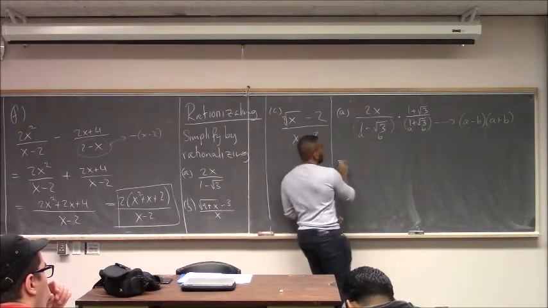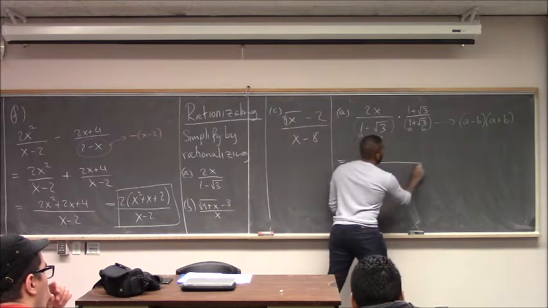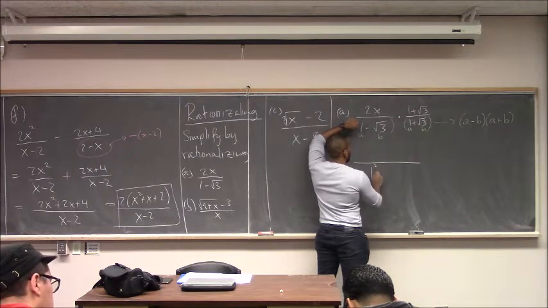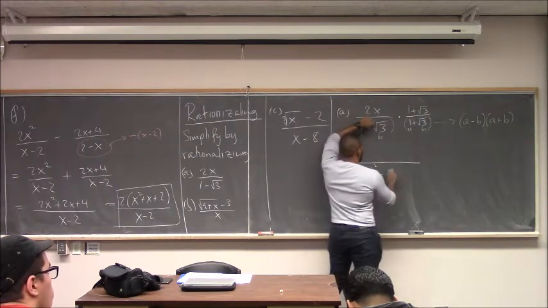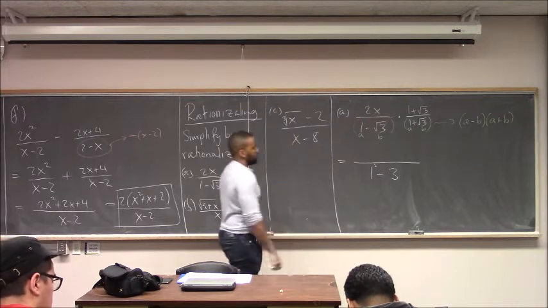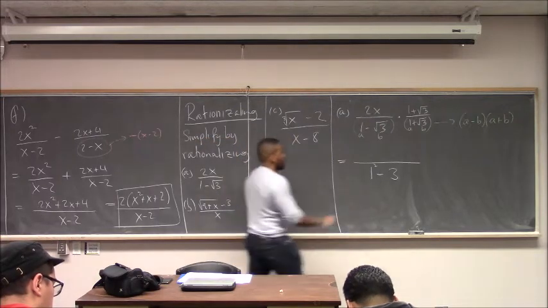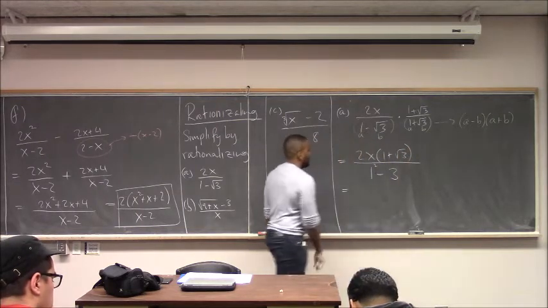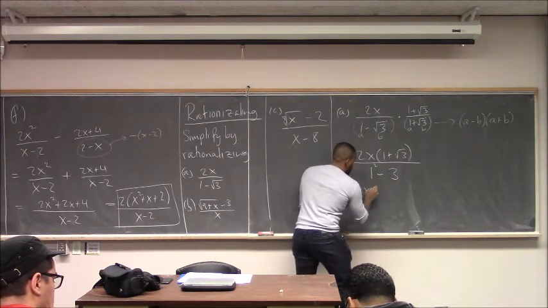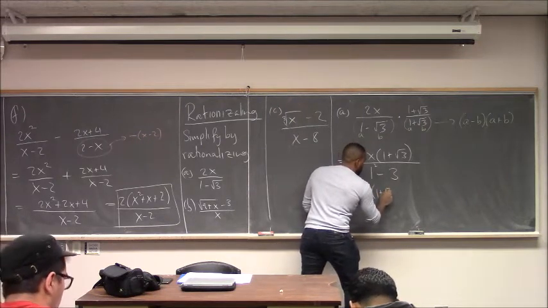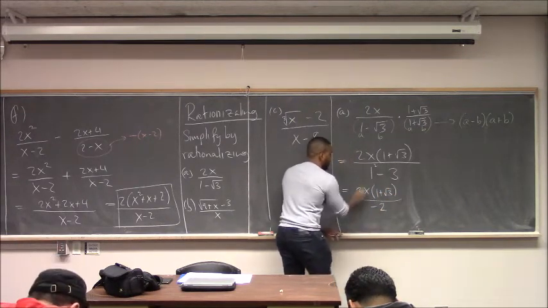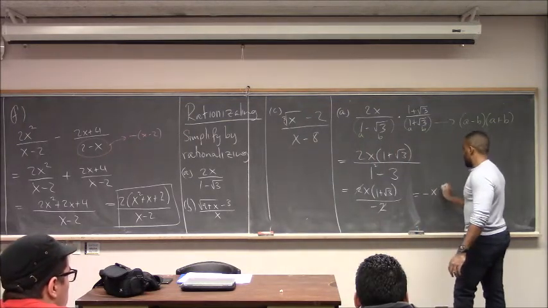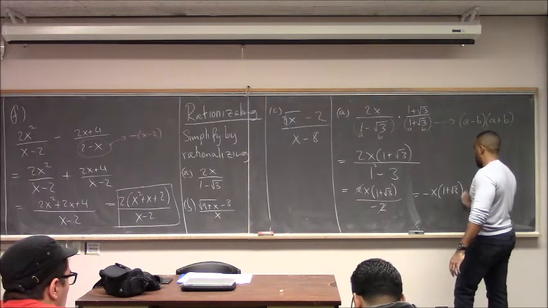So now, that means the denominator will become a squared minus b squared. It's just 1 squared minus this squared, which is just 3. So now there are no radicals there. In the top, we'd have 2x times 1 plus radical 3. So this simplifies to 2x times 1 plus radical 3 over minus 2, and the 2's would cancel. So we're left with just minus x times 1 plus radical 3.